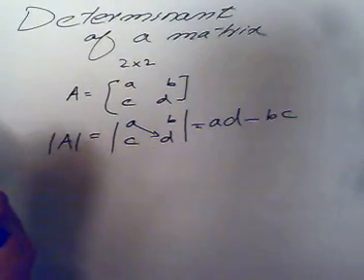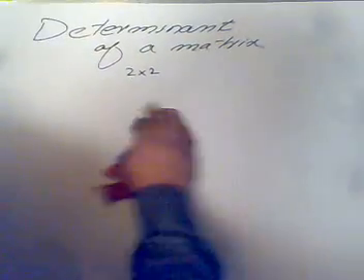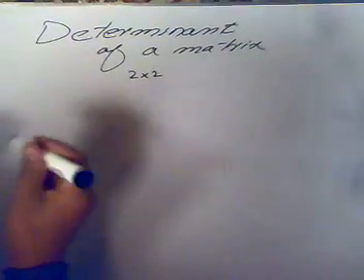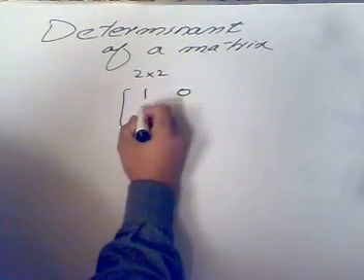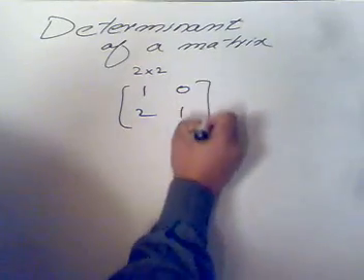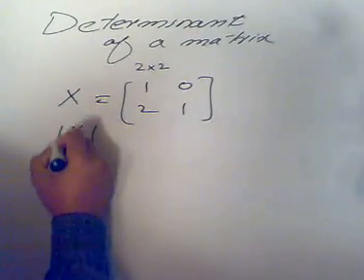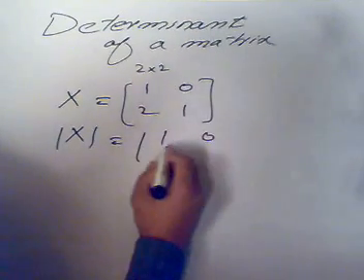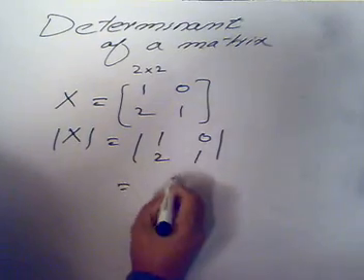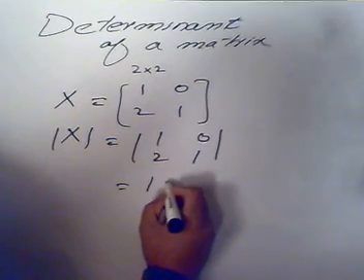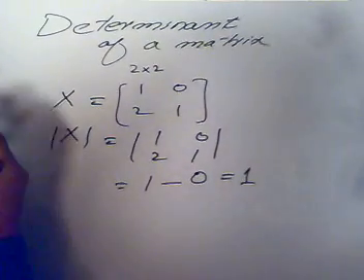Let's solve another example. Suppose we have a matrix 1, 0, 2, 1, and suppose this is matrix X, and we want to calculate X determinant. It would be the determinant of 1, 0, 2, 1. So these two elements will be multiplied, and 1 1s are 1, then negative, then 2 zeros are 0, so its determinant will be 1.